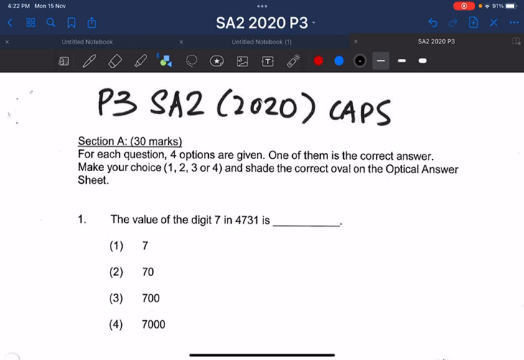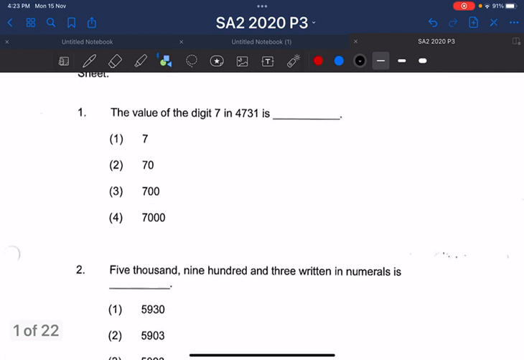Okay, so let's start. Now if you have questions you have gotten wrong, do not just write the correct answers. You will also fill in the steps as well as the workings so that you can learn better. So let's start with question number 1.